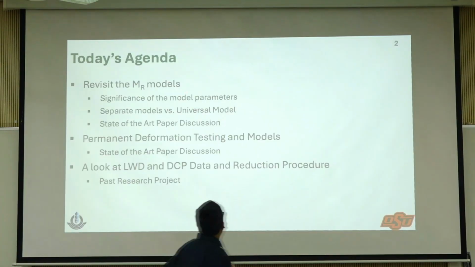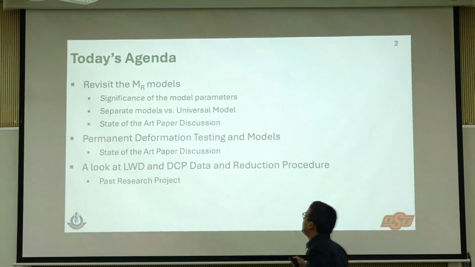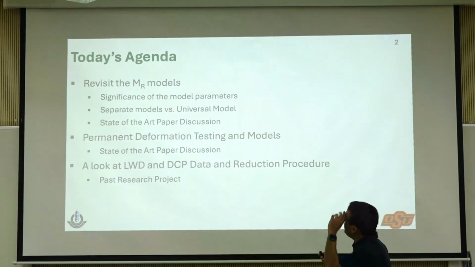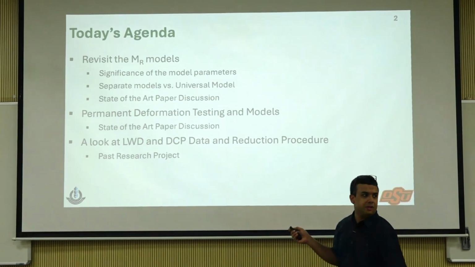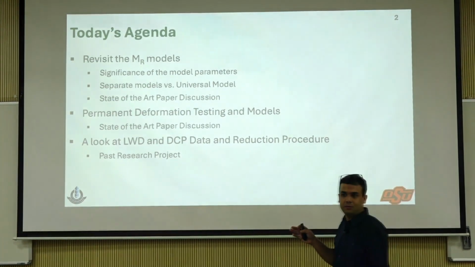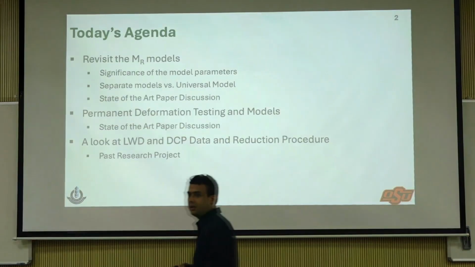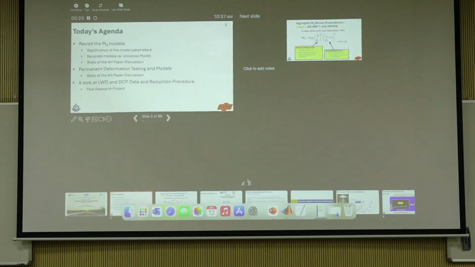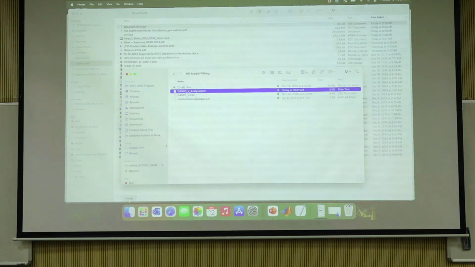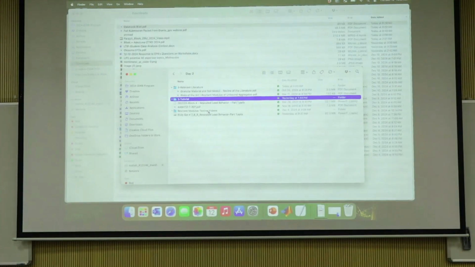So revisit MR models, we did that. Significance of the model parameters, we did that. Separate model versus universal model, we did that already, right? I told you why they merged this and stuff. There are a couple of papers I really want you to read, okay? Both of them were shared with you yesterday. I just want to highlight those to you.